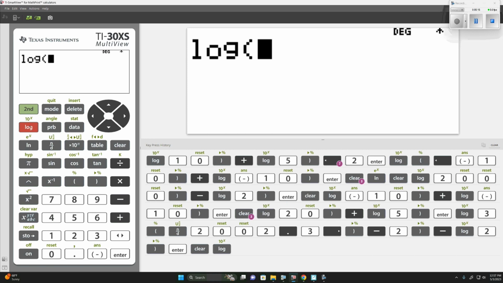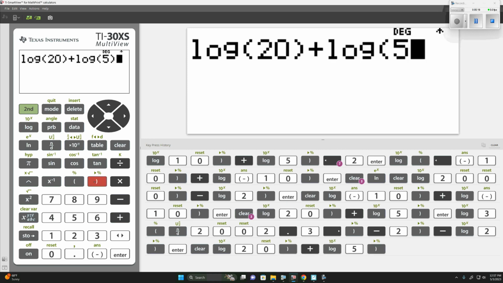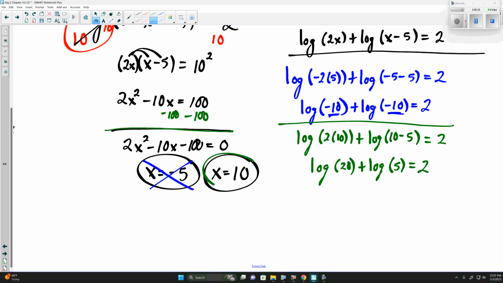Now we can look at log of 20 plus log of 5, and we should get 2. We do indeed. So x equals 10 is the correct answer. That's the one that works. Now it is possible to get negatives with it. It's just we need a way to offset those negatives in here. Does that make sense?